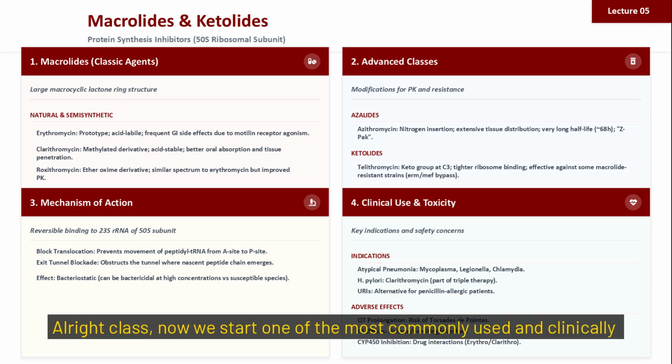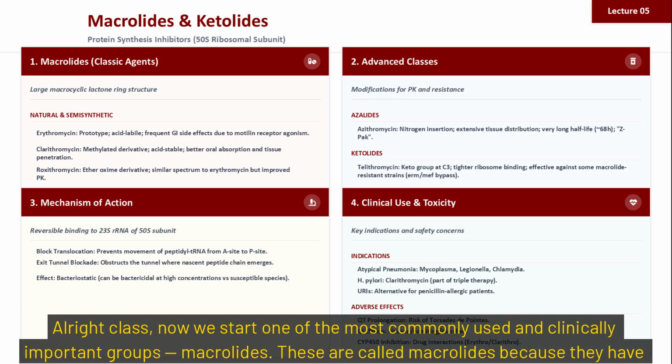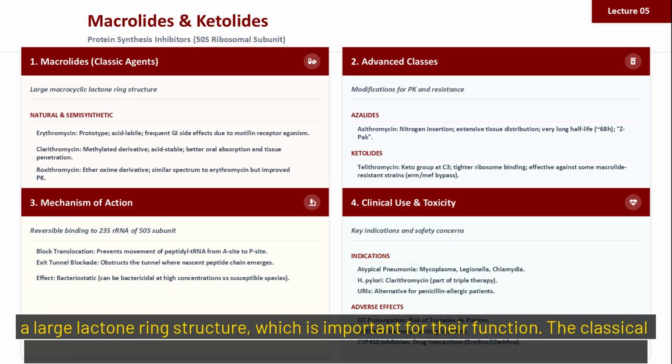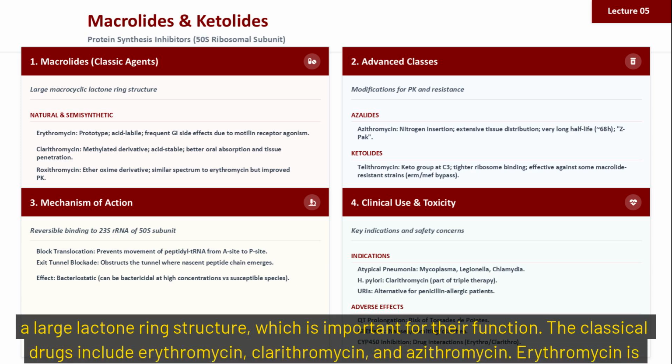Alright class, now we start one of the most commonly used and clinically important groups, macrolides. These are called macrolides because they have a large lactone ring structure, which is important for their function. The classical drugs include erythromycin, clarithromycin, and azithromycin.